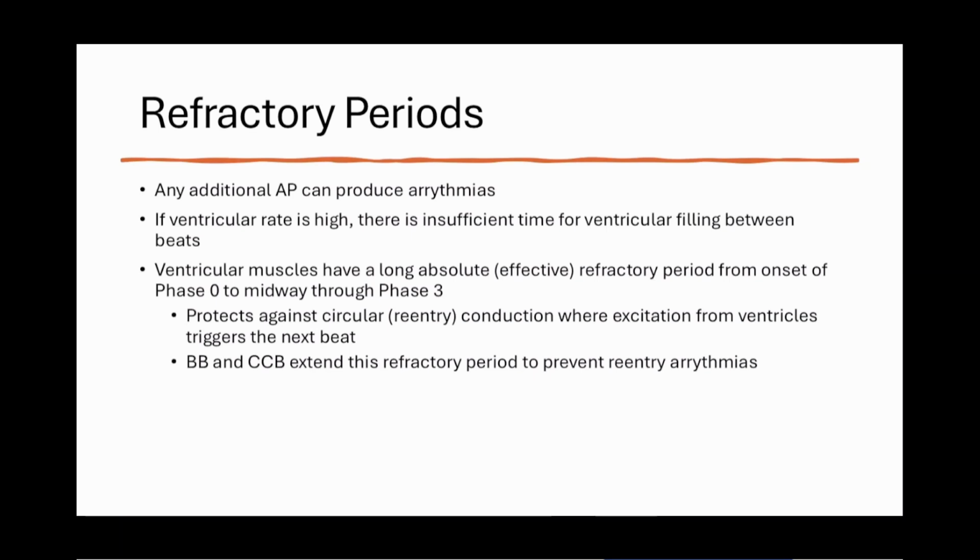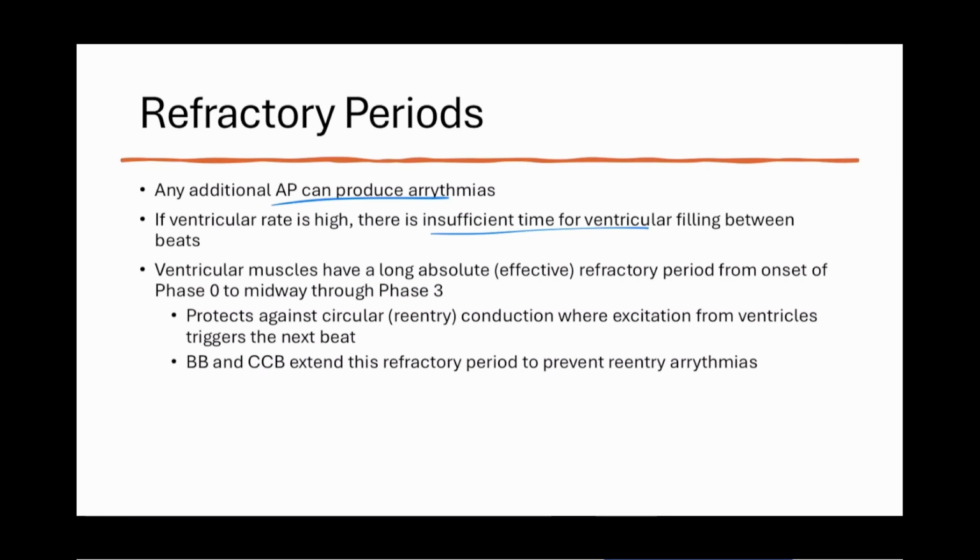Any additional action potential can produce the arrhythmia, premature ventricular beat, premature atrial beat. All your weird heart rhythm problems have to do with the way that the SA node or any part of the heart will start getting irritated and start depolarizing like crazy. If the ventricular rate is high, there's not enough time for ventricular filling between the beats. The heart has to fill.